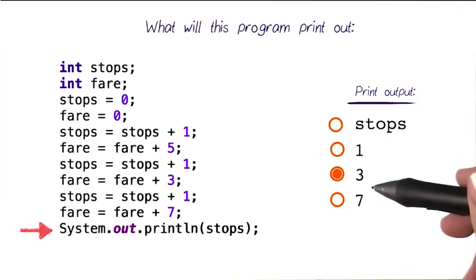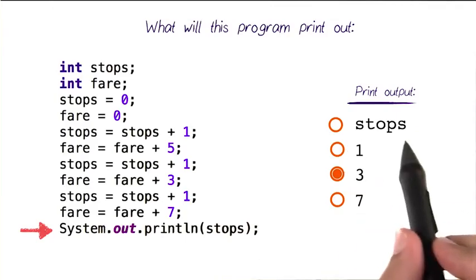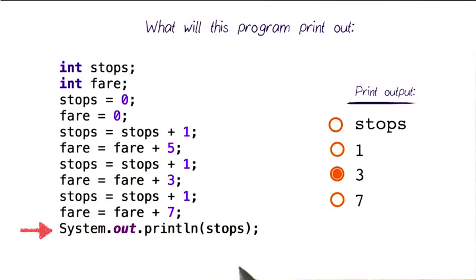So the correct answer here is 3. This is because it's printing out the value of the variable stops. Why did this not print out the word stops? Because we're not surrounding it by quotation marks down here. Instead, because it doesn't have quotation marks, Java assumes that this is a variable and prints out the value of that variable at that time.